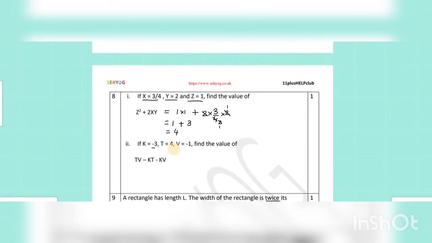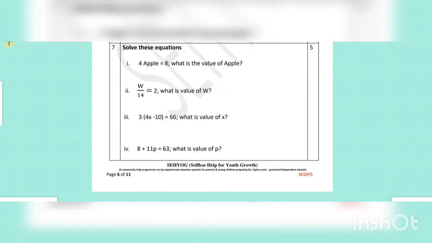Part 2, K, T and V are given. So, 4T minus K V means 4 times minus 1 minus K is minus 3 times V is minus 1. So, 4 times minus 1, positive negative becomes negative 4. Negative negative becomes positive, 3 times 4, 12, and minus negative becomes positive 3. Negative 4 and negative 3 we will calculate together. So, positive 12 and negative 4, negative 3 becomes negative 7. 12 minus 7 is 5, our answer.